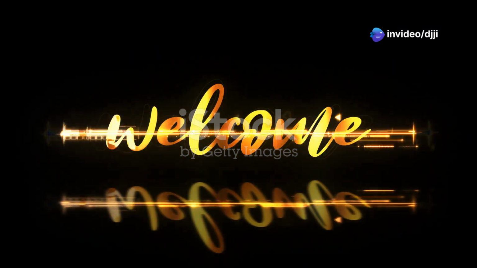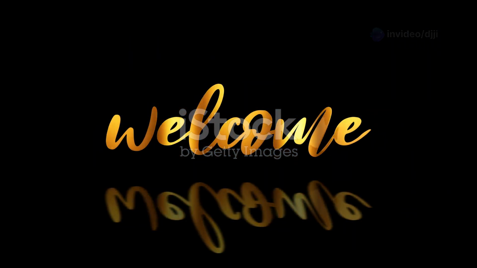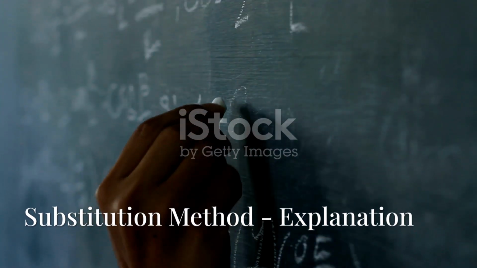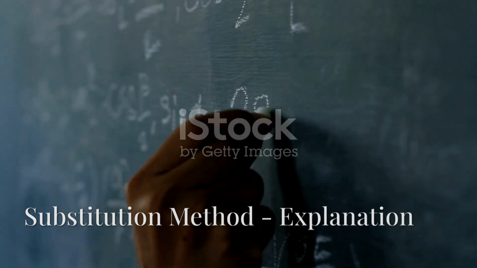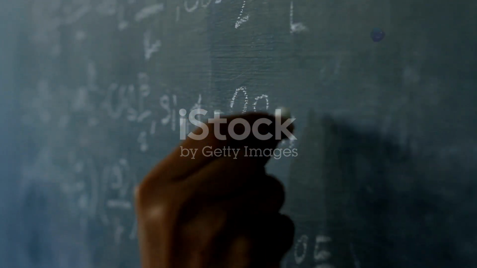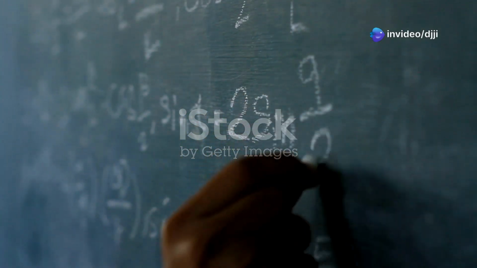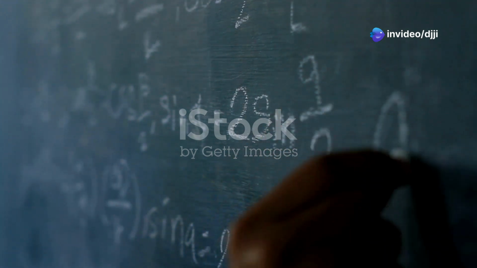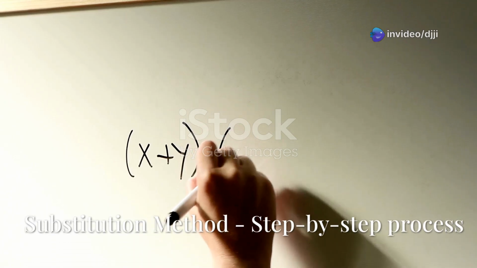Let's dive into factoring using the substitution method and the greatest common factor. To factor an expression of the form a f(x)^2 + b f(x) + c, where a is not equal to 0, using substitution, follow these steps.